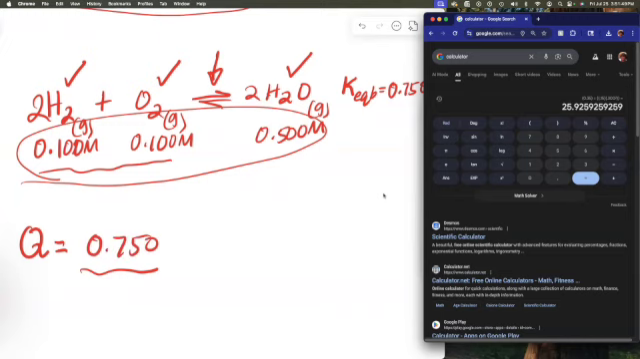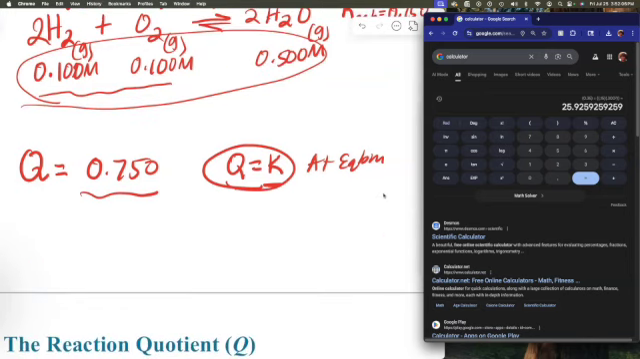And if Q is equal to K, which indicates we have arrived at equilibrium, then we can say if Q equals K, we are at equilibrium. If Q is not equal to K, then we are not at equilibrium. So I'm not going to do the math here. I just want to show you guys how this plays out.